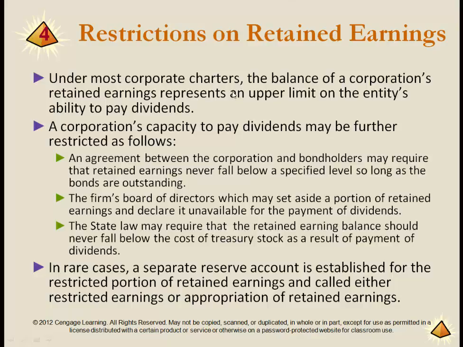Organizations sometimes have restrictions on their retained earnings, and it might have to do with bond covenants or rules that are established, or the board of directors may set aside a portion of retained earnings just because that's what they want, or state law might require it. And sometimes they may have a reserve account for the restricted portion of retained earnings. They might establish that separately in their financial statements.